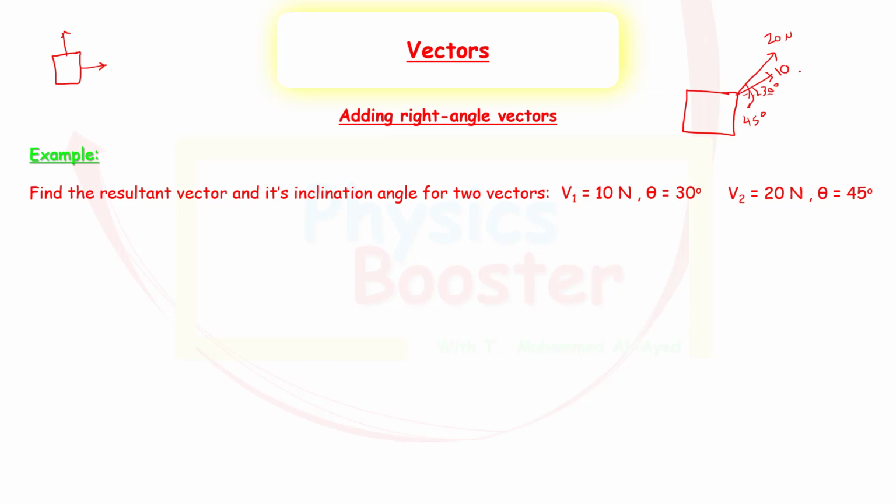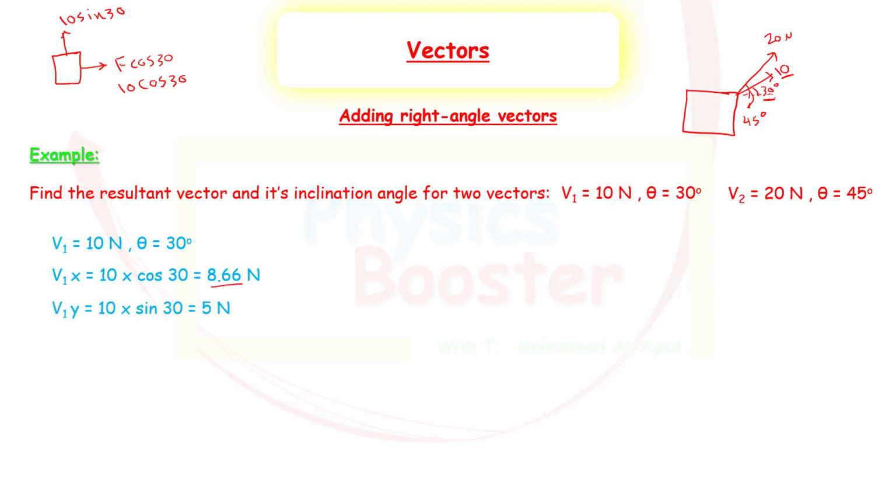let's start with the 10 newtons with 30-degree inclination. It will be equal to F cosine of 30. In other words, it's equal to 10 multiplied by cosine of 30. And this one will be equal to 10 sine 30. So I turned this vector back into its x and y components. The answers are as follows. For the x component, it's going to be 10 multiplied by cosine 30, as we mentioned, which is equal to 8.66 newtons. And for the y component of the first vector, it's going to be 10 multiplied by sine 30, which is equal to 5 newtons.